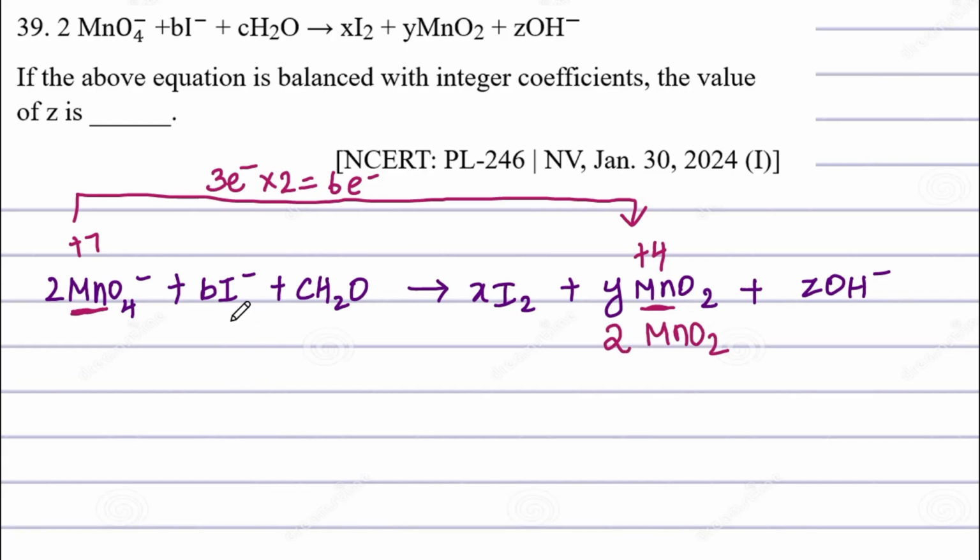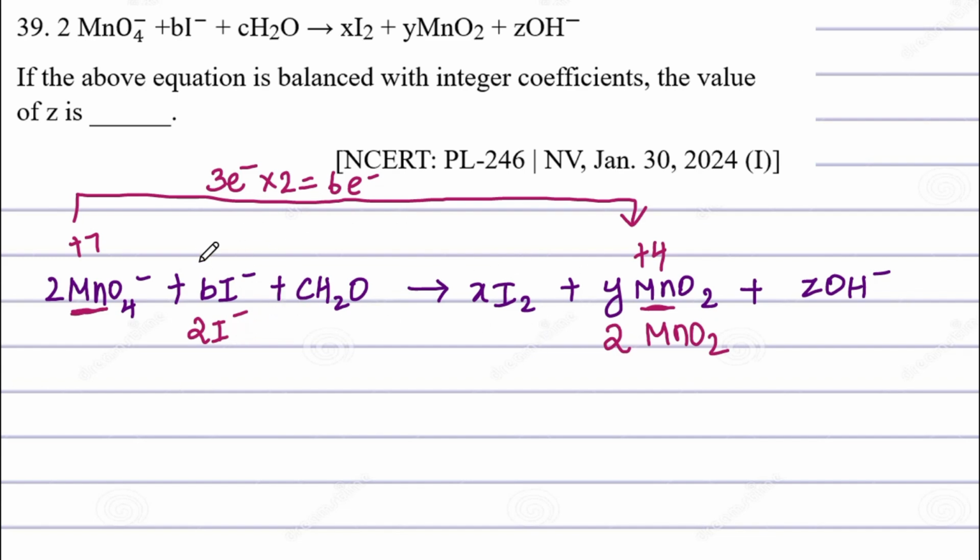Then we will go to iodine. So I- is converted to I2. By seeing the reactant and product itself, first we have to balance the number of atoms of iodine. I- and I2 is given. So the number of iodine atoms in the reactant is only 1. But in the product 2 atoms are there. So here you have to write 2I-. First you have to write 2I-.